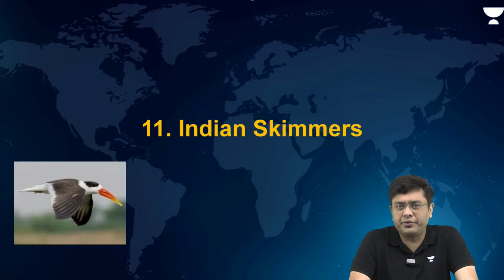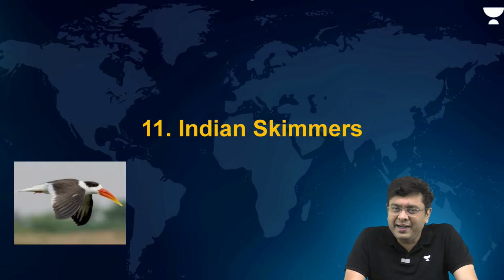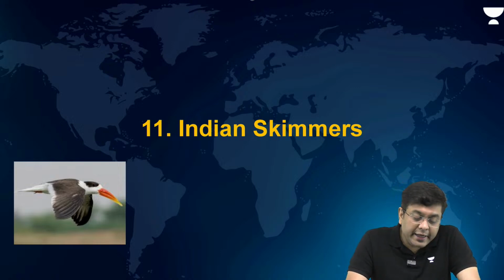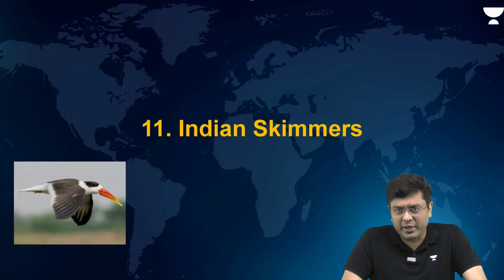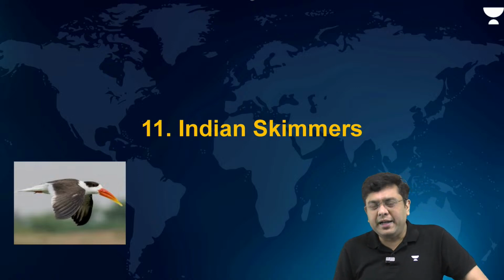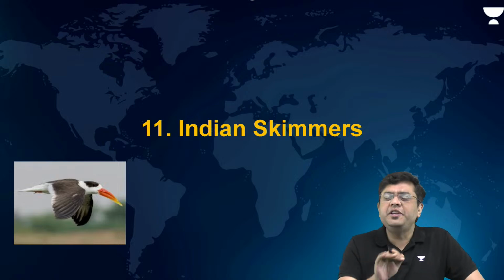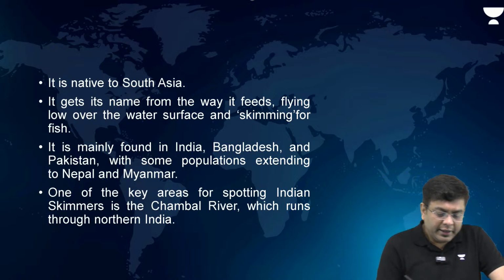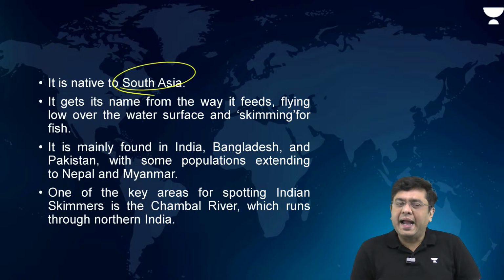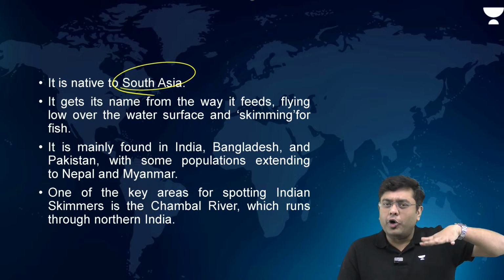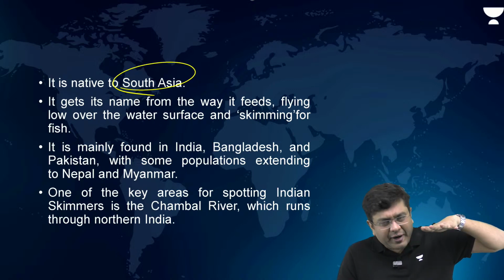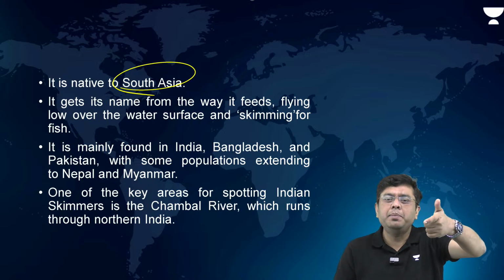Now Indian skimmers, they have been in news as India and Bangladesh have been talking about including this unique bird species in the Convention on Migratory Species, that is the Bonn Convention, because it frequently migrates from one region to another. So that is the Indian skimmer. So which kind of species is this? That becomes important. It is native to South Asia and it flies very low to the water body, almost skimming the water, hence the name skimmer.